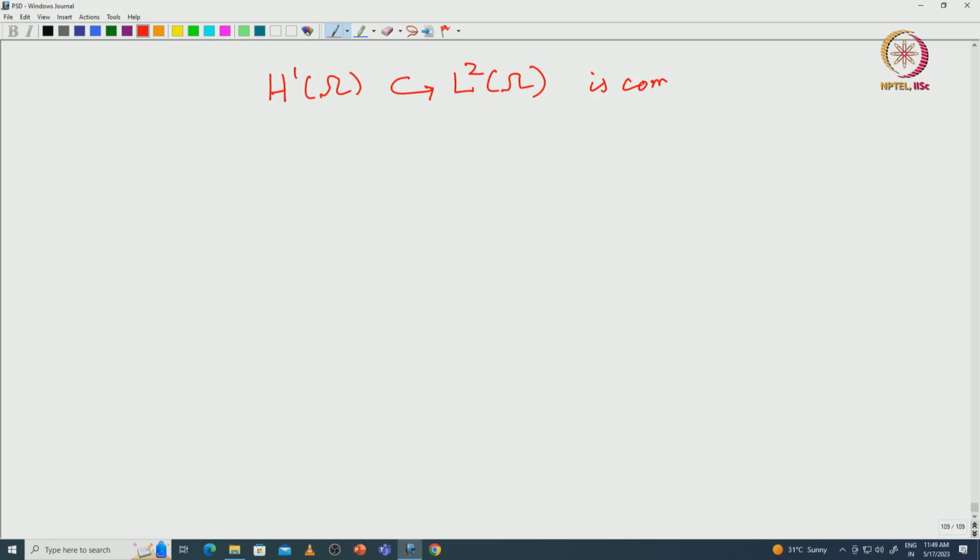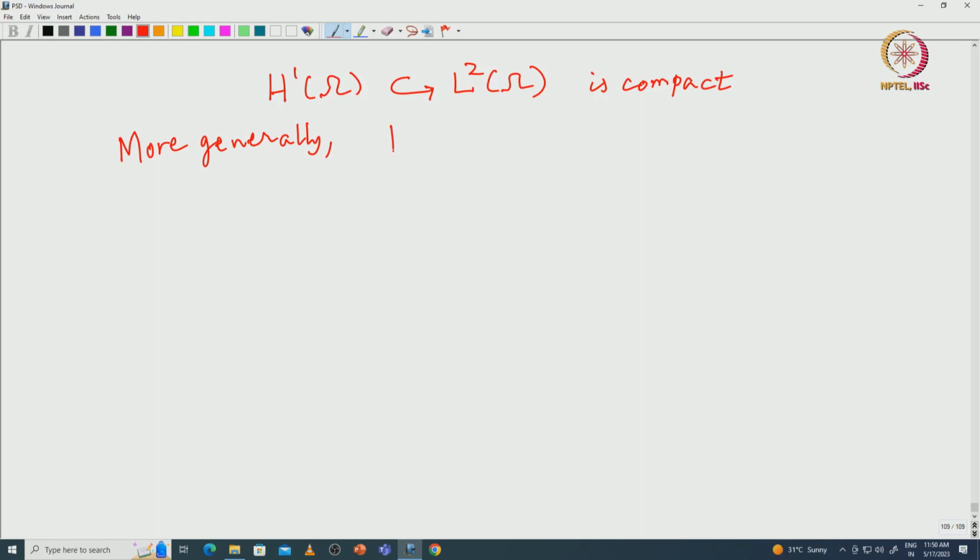So, we not only have continuous embedding, but this embedding is also compact more generally. This is not just the only one, and we use this one to obtain some equivalent norms on H1 omega, whose usefulness you will see in the second part of this course.